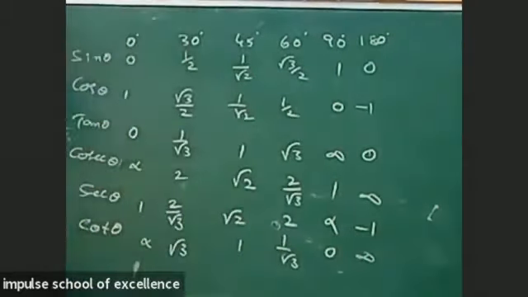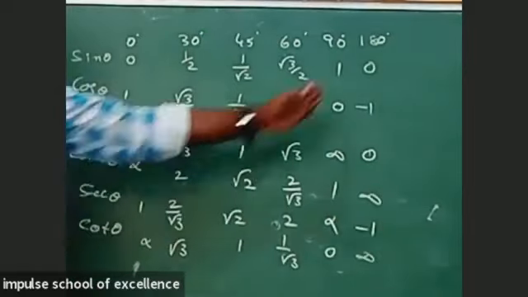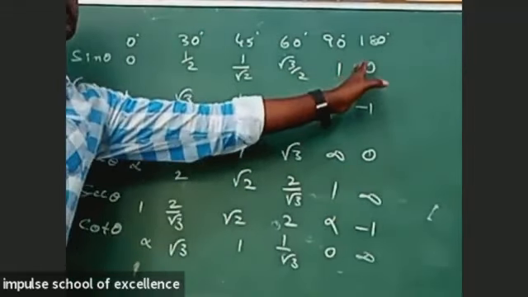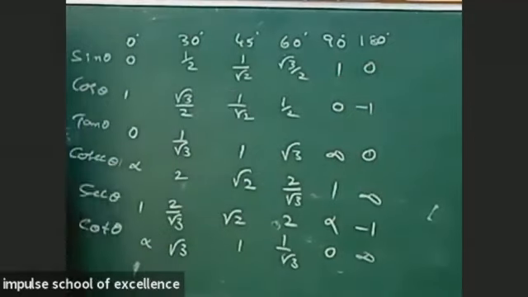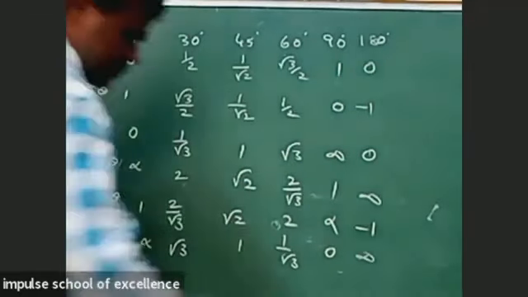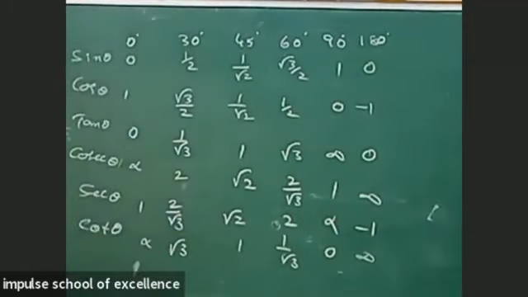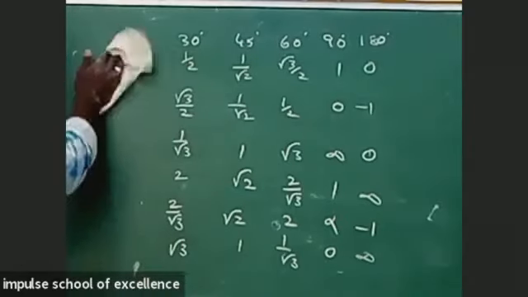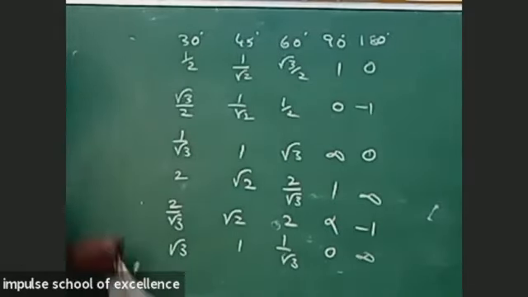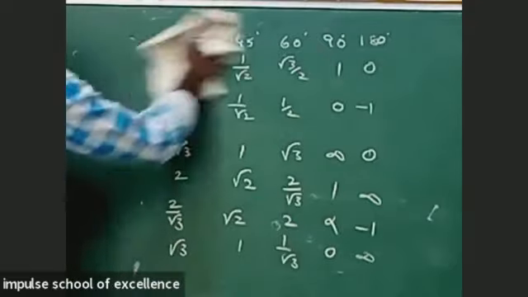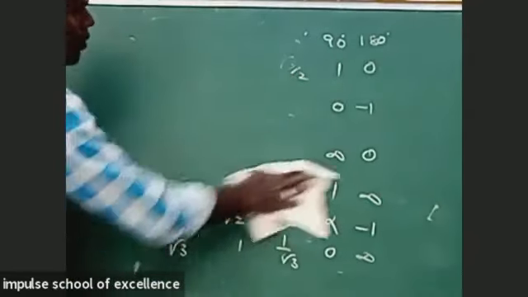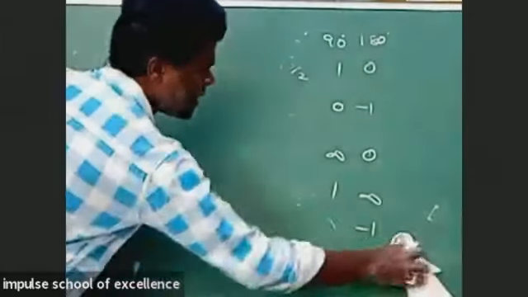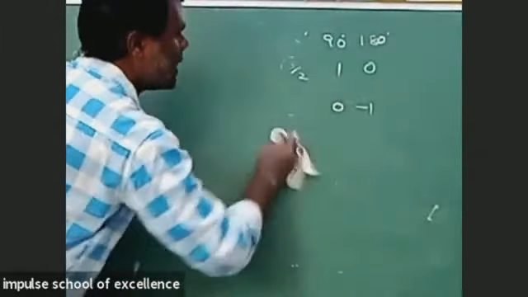How to calculate up to 90 degrees we know, right? How to calculate 180 degrees, that concept we are going to discuss now. If we take the coordinate axis, generally we have 4 coordinates: first coordinate, second coordinate, third coordinate, and fourth coordinate. In the first coordinate, the angles are from 0 to 90.